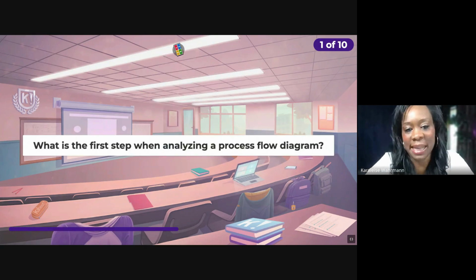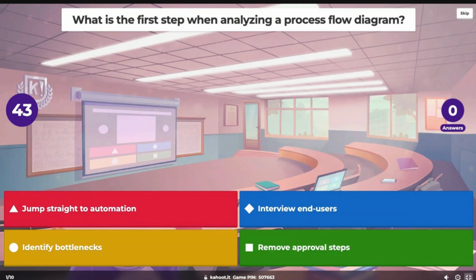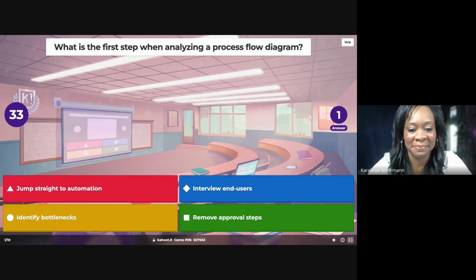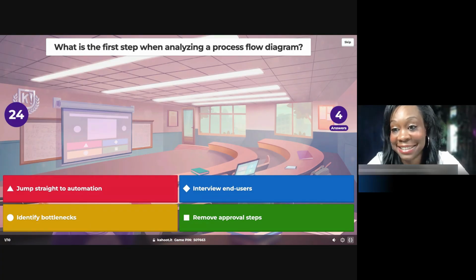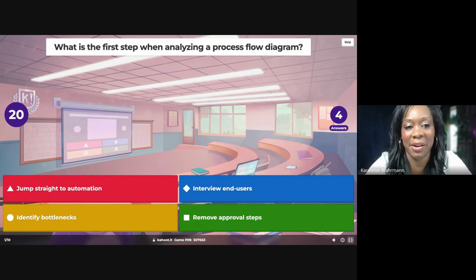Okay, what is the first step when analyzing a process flow diagram? Can we ask questions? You can ask, but you only have a few seconds. Okay, can you repeat the question? What is the first step when analyzing a process flow diagram? It's also up here, right? Okay. So choose the shape and the color that matches. So blue or green.